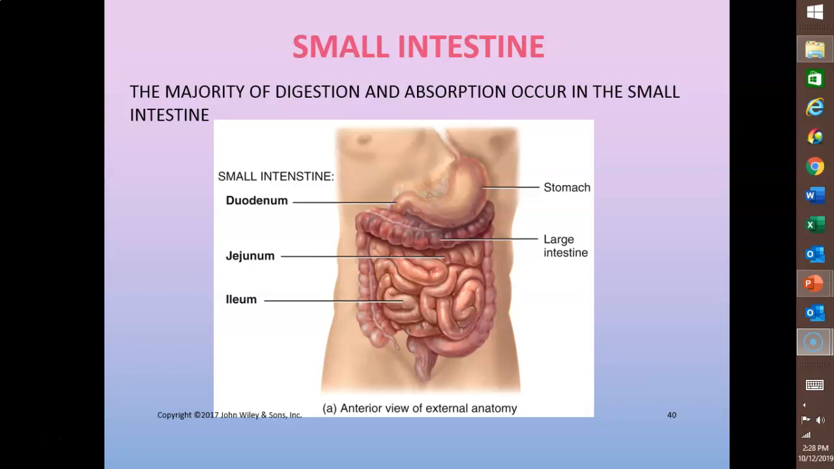The jejunum is the next part, and it's about 3 feet long and extends to the ileum. Jejunum means empty, which is how it's typically found after death. The final and longest part of the small intestine is the ileum, and it measures about 6 feet long and joins the large intestine at a smooth muscle sphincter called the ileocecal valve or ileocecal sphincter.